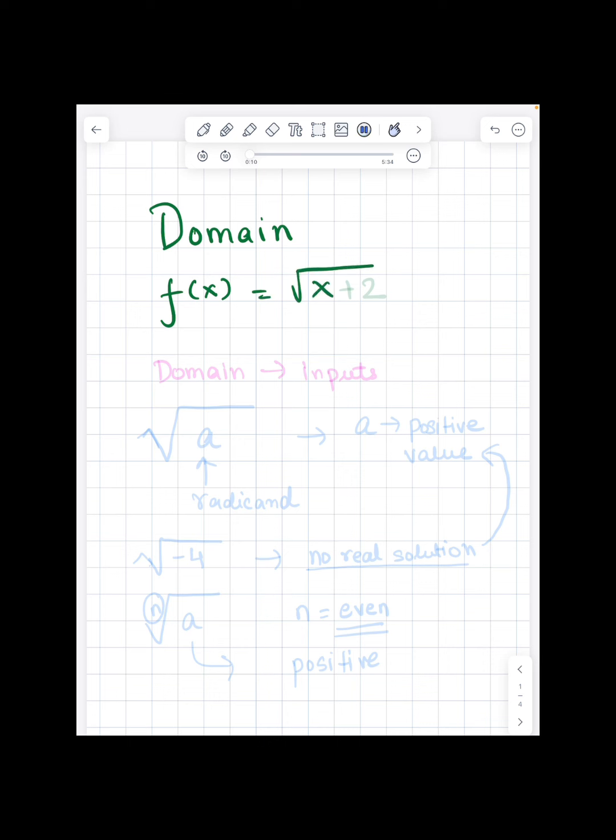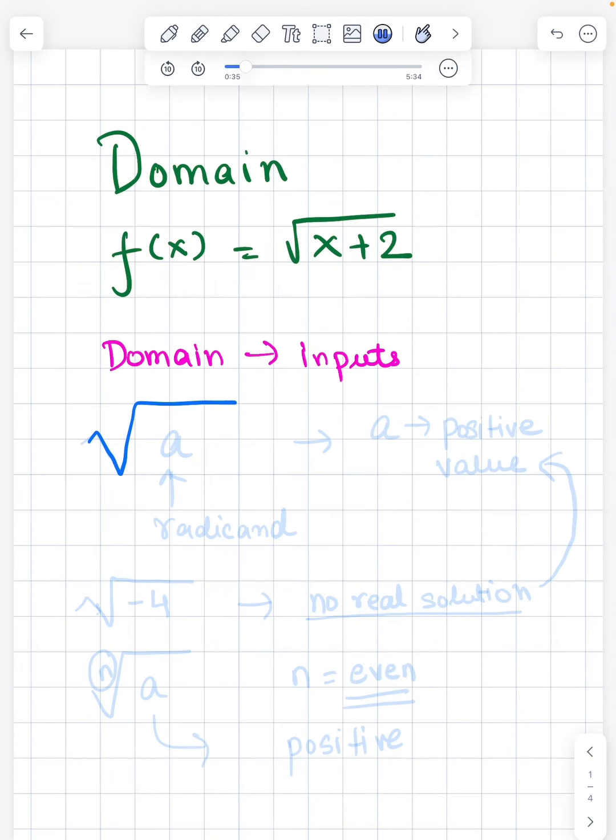We have to find the domain of f of x equals square root of x plus 2. Now what does it mean by domain? Domain is all the acceptable input values that we can have for a function. This time we have a square root function.